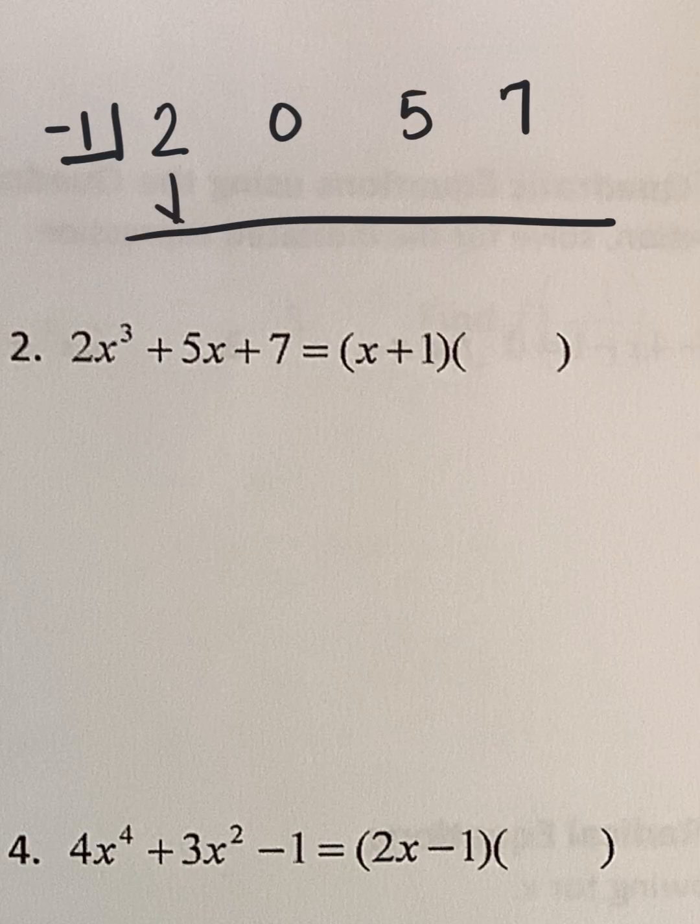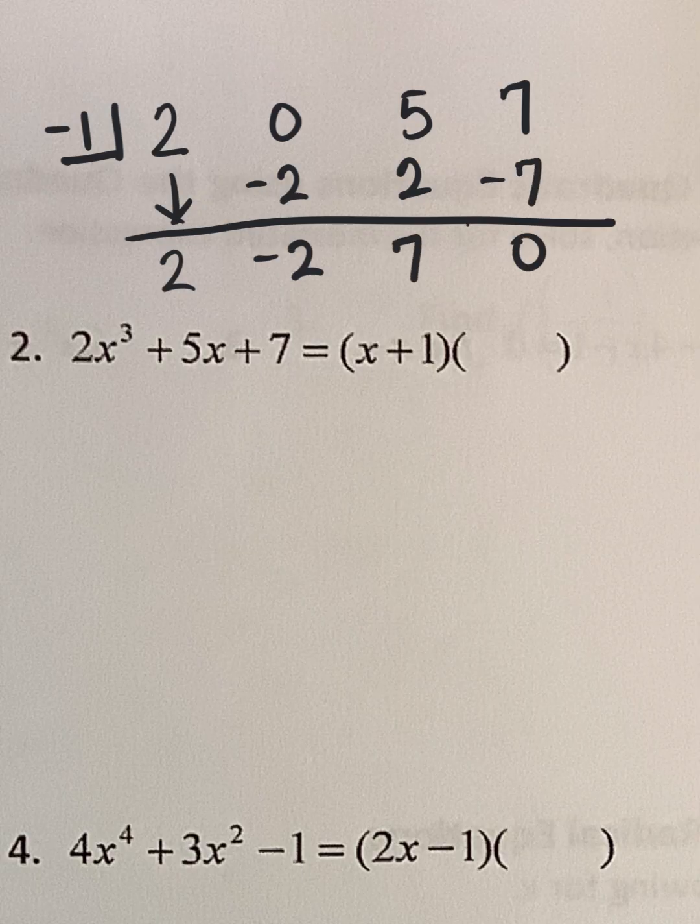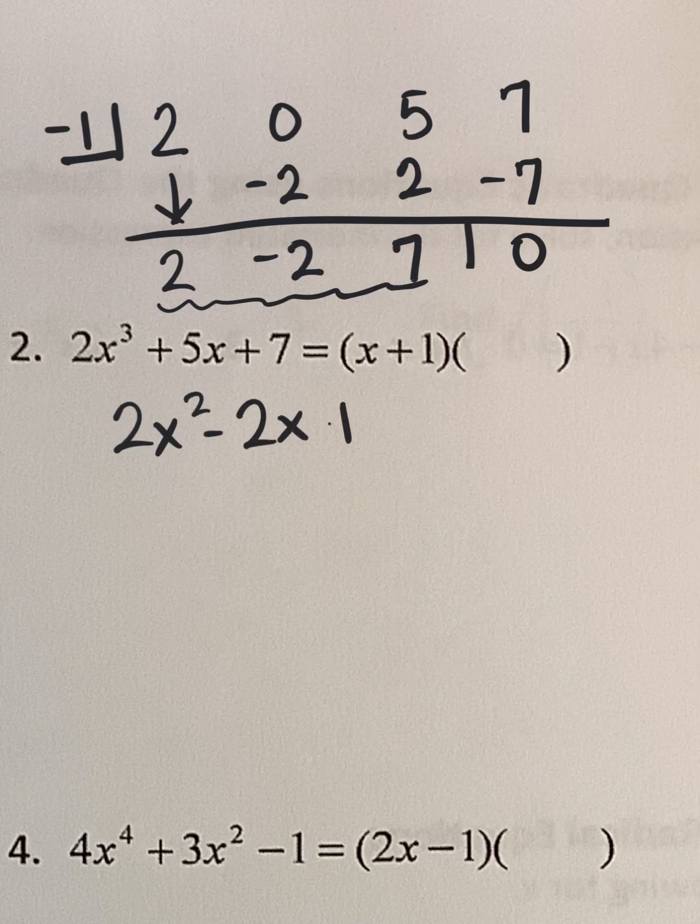So you bring your 2 down. It's -2. Add and get -2 times -1 is 2. So that'll give me a 7, and then -7 will give me a remainder of 0. Okay, yeah, that was right. So that's going to represent 2x squared minus 2x plus 7.